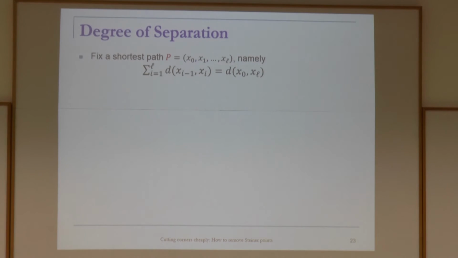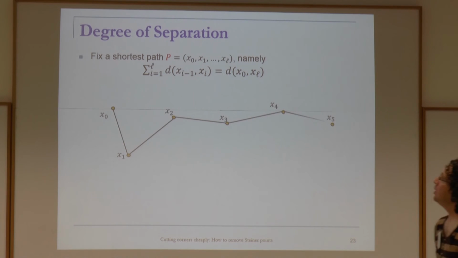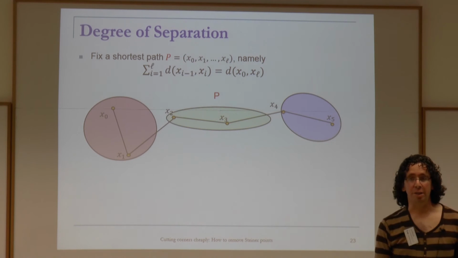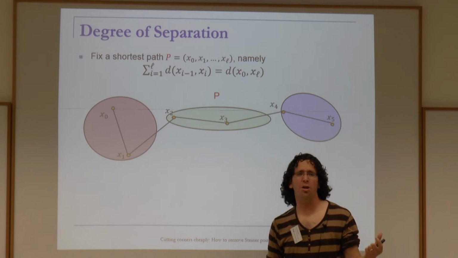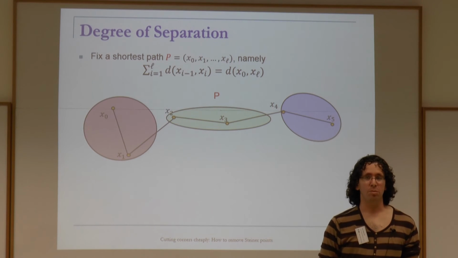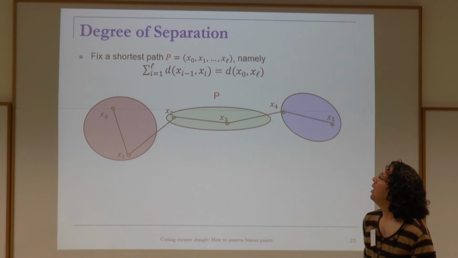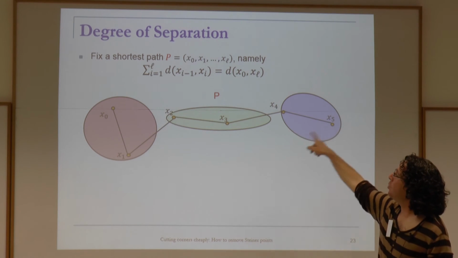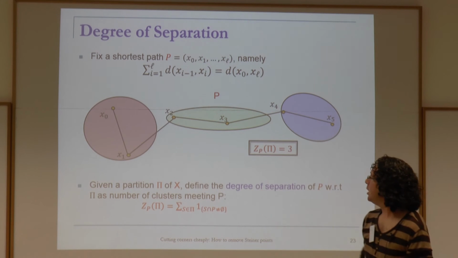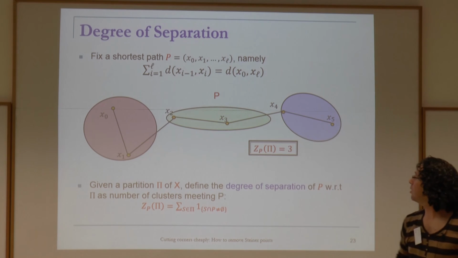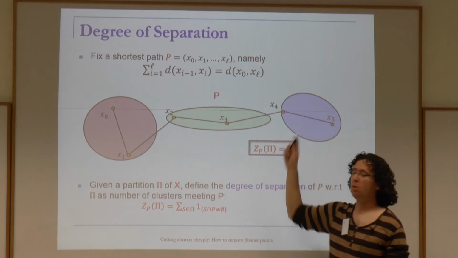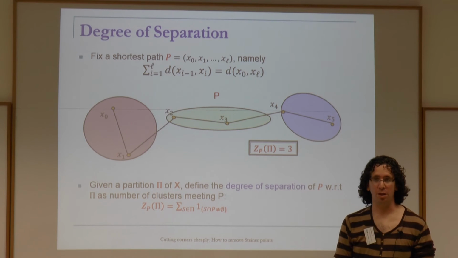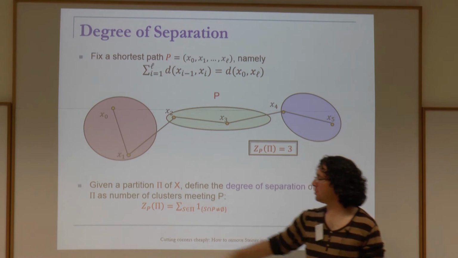Okay, so we need a stronger property of these decompositions. So again, let's take some shortest path in the metric space, where we consider the metric space as the complete graph for this context. And let's assume this is the partition. So we define the degree of separation of the path with respect to the partition to be the number of clusters which meet the path. Meet means intersect. Okay, so the definition of ZP is clear?